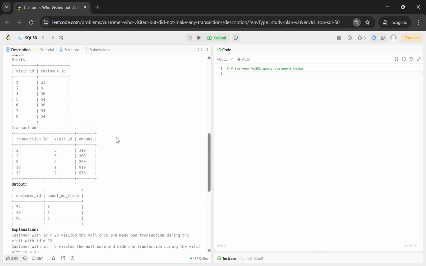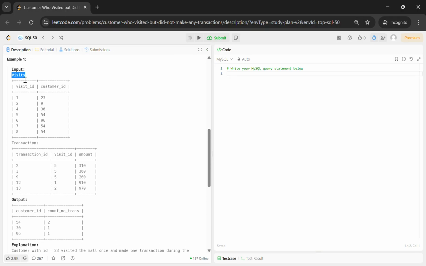In the visits table, a customer ID, let's say 23 is the customer who entered the mall. When he entered the mall, an ID was given to him. That one is your visit ID. Now let's check this ID in the transaction table. Visit ID 1. Okay, in the transaction table there is entry for that visit 1. That means he entered the mall and he also made a transaction.